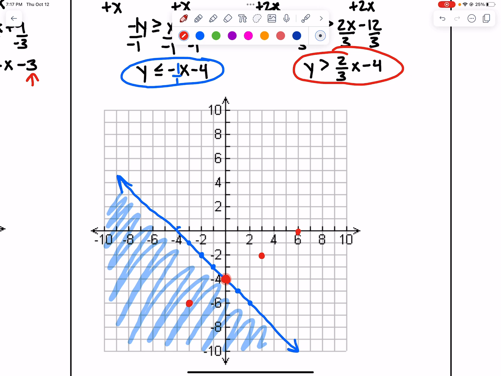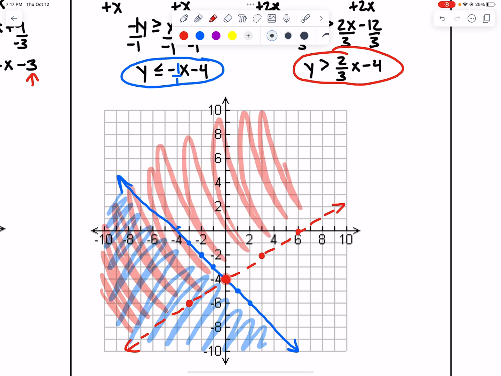And then we just have a greater than sign. So let's make a nice dashed boundary line because it's not equal to, but just greater than. And then we need to shade above the line because it's greater than. And then you want to pay close attention to where your shading comes together. So over here in this region is where our solution would be.